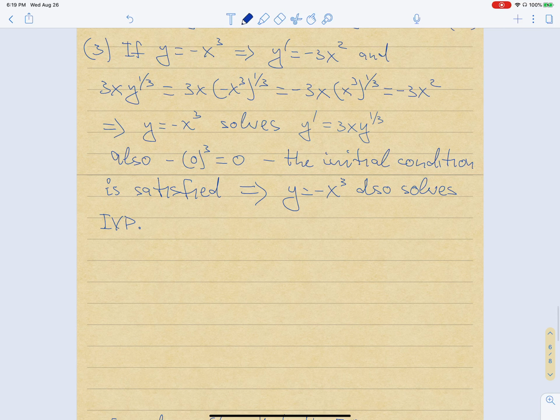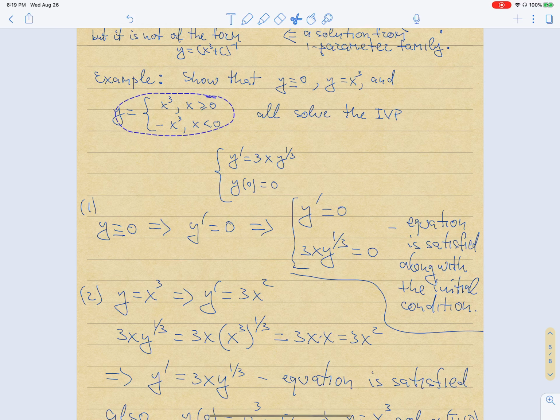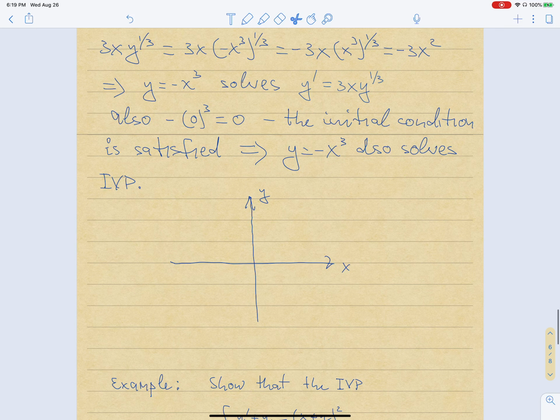And now I'm just going to demonstrate quickly why the fourth function is also a solution. I'm going to demonstrate this graphically. That function is defined piecewise here, right? And I'm just going to draw its graph. It is going to be equal to x cubed on the right-hand side of the y-axis, and it is equal to minus x cubed on the left-hand side of the y-axis. But I already know that on this side, what I got is a solution. On that side, what I got is a solution.